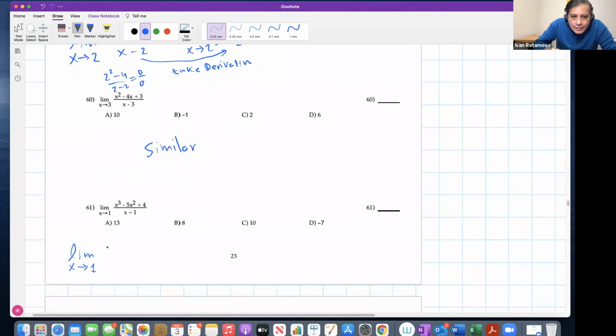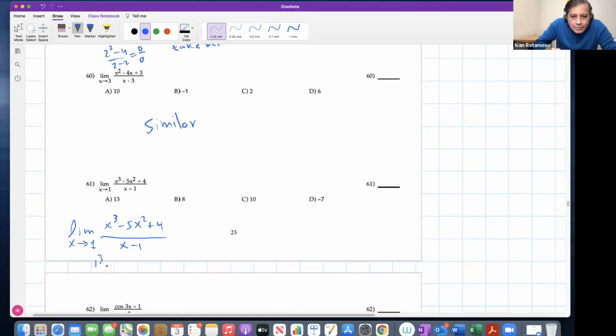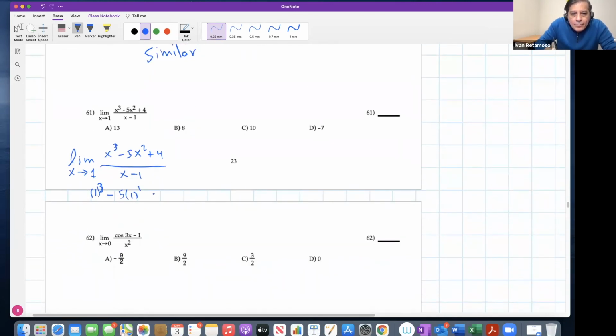Well, again, if you try to substitute the 1 directly there, you will get 1 cubed minus 5 times 1 squared plus 4, all divided by 1 minus 1. When you compute it, 1 minus 5 is minus 4, plus 4 is 0. 1 minus 1 is 0. So 0 over 0. Don't get discouraged when you get 0 over 0.